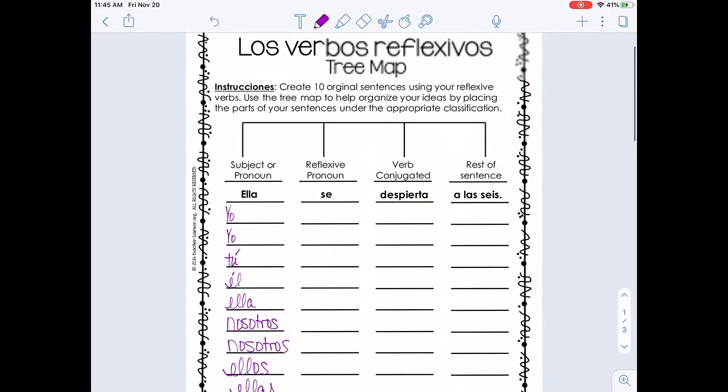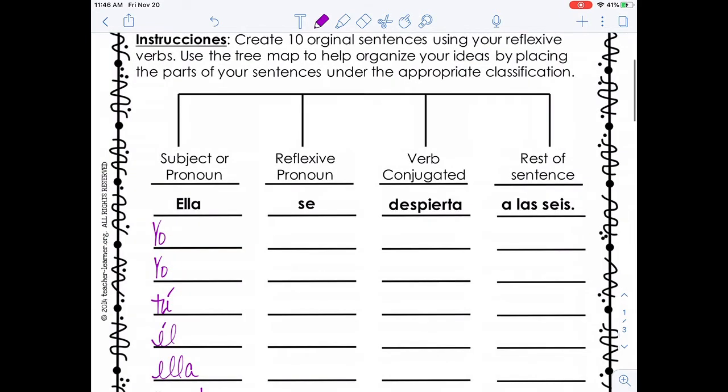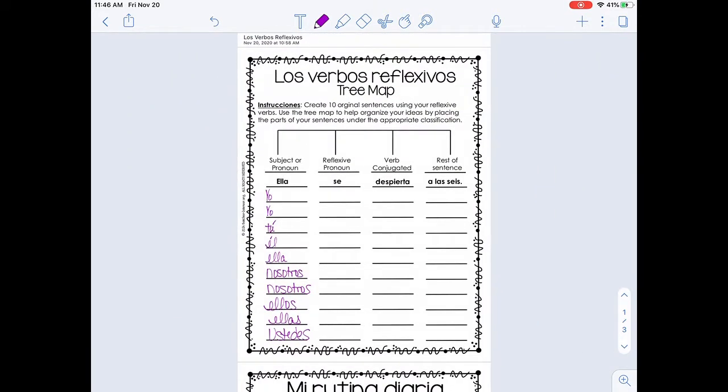So basically, it just says create 10 original sentences using your reflexive verbs, and use the tree map to help organize your ideas by placing the parts of your sentence under the appropriate classification. So we start with our subject pronoun, then we go to our reflexive pronoun, and then we go to our conjugated verb, and then we fill out the rest of the sentence, like what we did yesterday when we took notes. So let's do, we're going to use those same verbs that we looked at yesterday, guys.